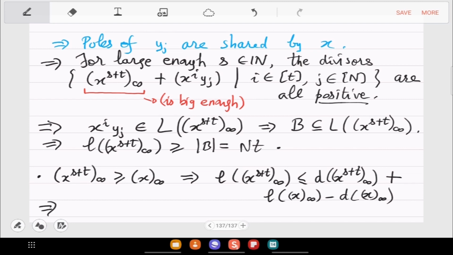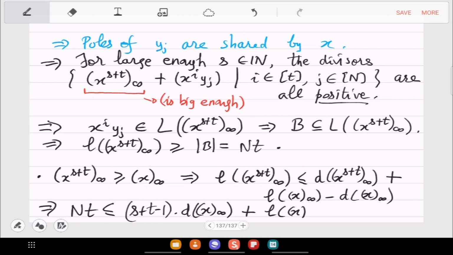Which implies that NT is less than or equal to (S plus T minus 1) times the degree of x infinity, plus L of x infinity. So that's the final result. T is a free parameter for now. Because L minus d of the bigger divisor is less than or equal to L minus d of the smaller divisor, NT is upper bounded by the degree, which is S plus T minus 1 times this thing, plus the smaller L sheaf.